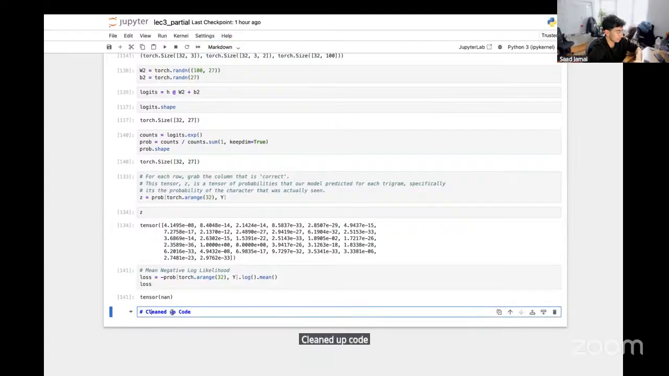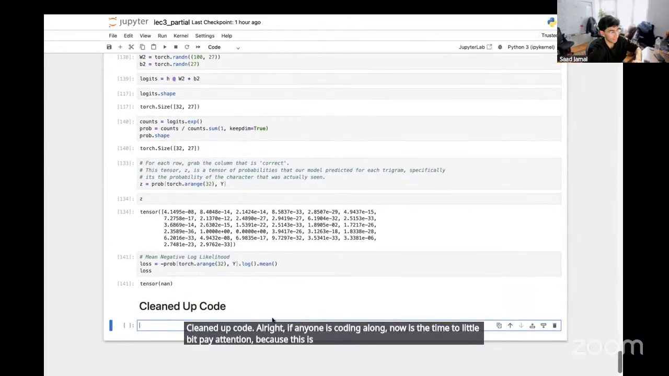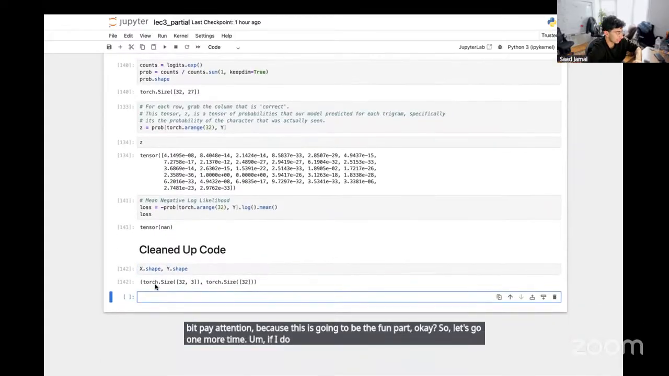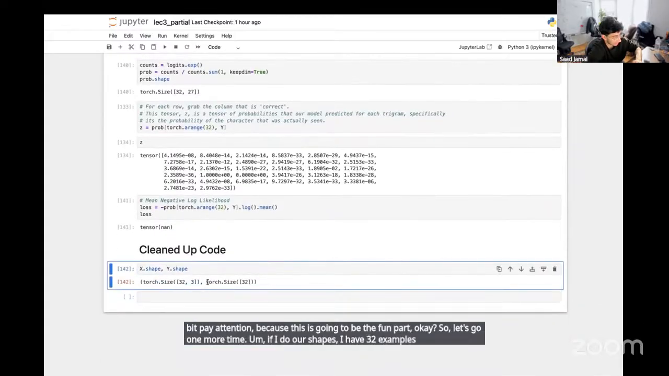All right, if anyone is coding along, now is the time to pay a little attention because this is going to be the fun part. Okay, so let's go one more time. If I do our shapes, I have 32 examples of trigrams, and I have 32 tokens that those trigrams predict.